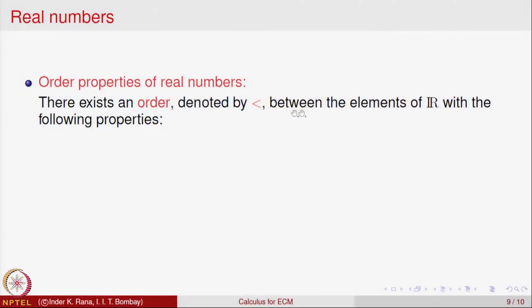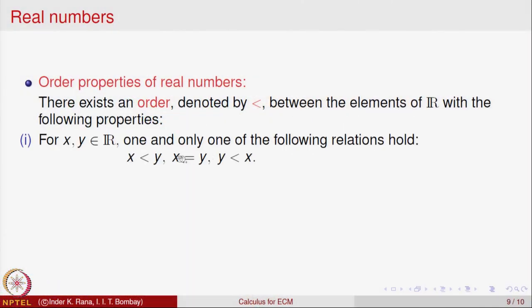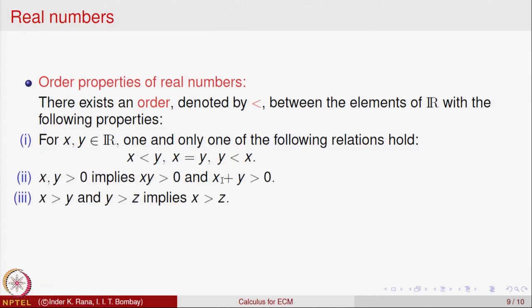Next, we discuss what are called the order properties of the elements in R. It says that there is an order among the elements of R. That means, given two elements x and y, you can say either x is less than y, or x is equal to y, or y is less than x. So, an order means any two elements in the set R can be compared, but the property says that only one of these will be true: either x is the same as y, or x is less than y, or y is less than x.